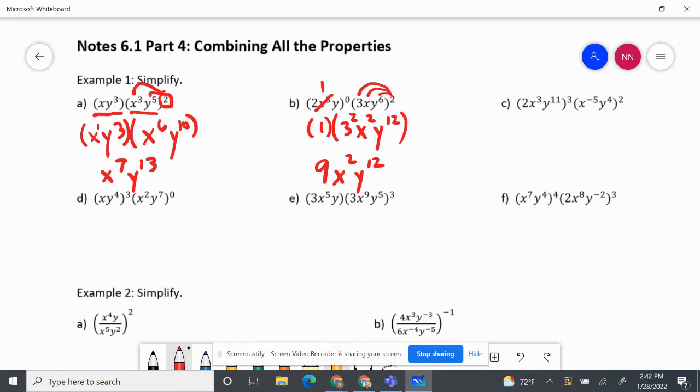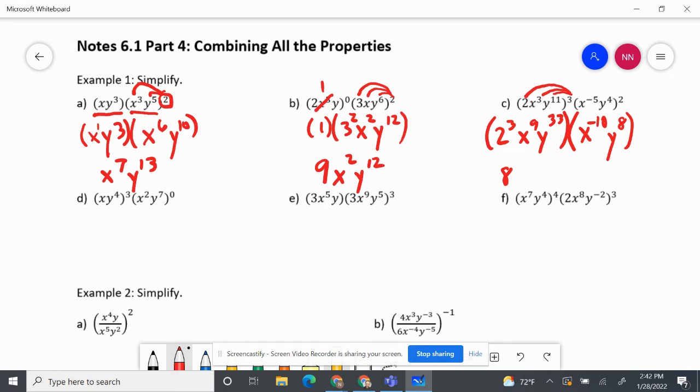For the next one, what we're going to do is distribute each of the exponents to each of the parts. So we have 2 to the third, x to the 9th, y to the 33rd. Then we have x to the negative 10th and y to the 8th. 2 to the third is 8.